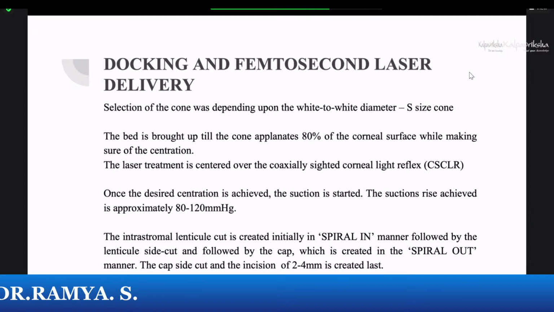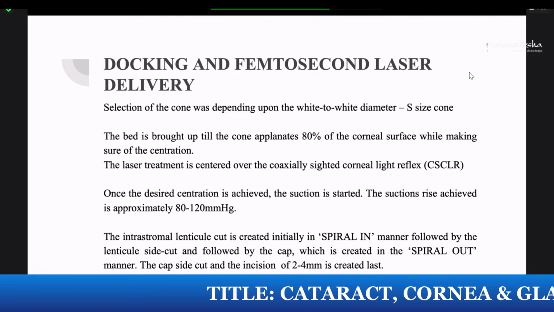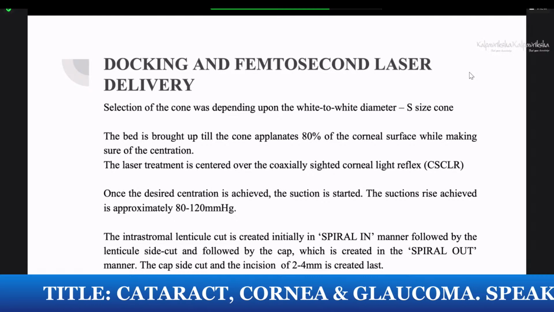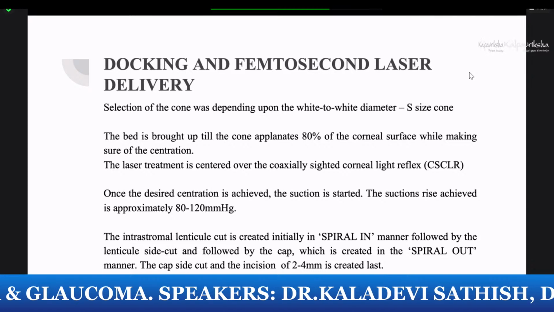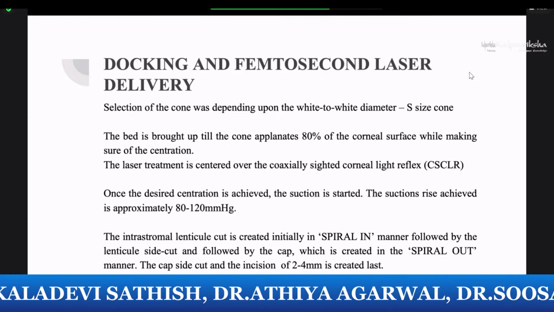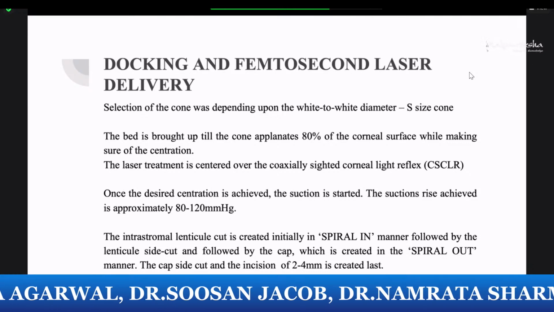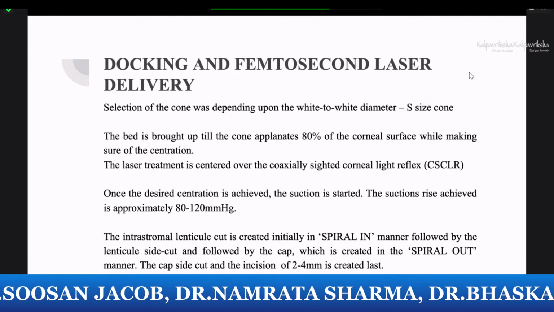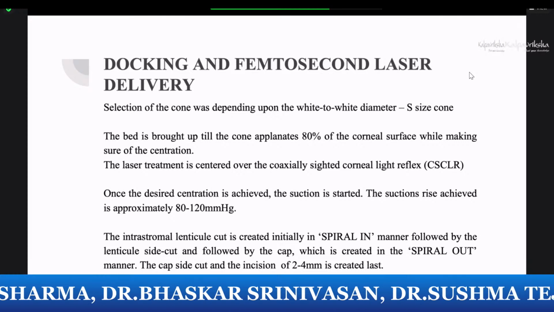The laser treatment is centered over the coaxially sighted corneal light reflex. Once the desired centration is achieved, the suction is started. The suction achieved is approximately around 80 to 120 millimeter of mercury. The intrastromal lenticule is fashioned in a spiral-in manner, that is the posterior surface of the lenticule. Lenticular side cut is followed by that, and then the cap or the anterior surface of the lenticule, which is fashioned in a spiral-out manner, and finally the incisional cut. This form of spiral in and spiral out is practiced so that the patient can have fixation during the maximum period of the procedure.